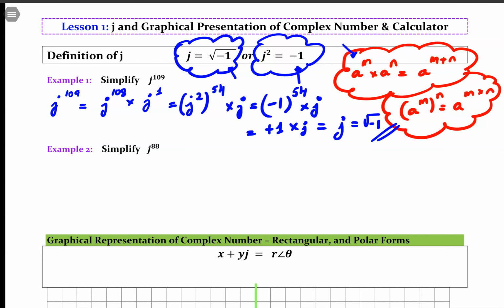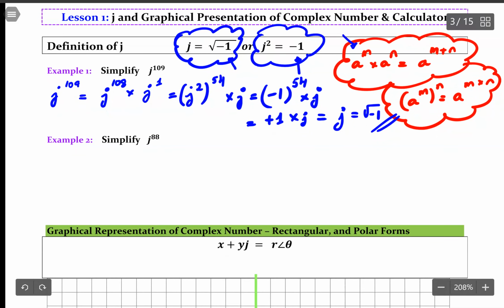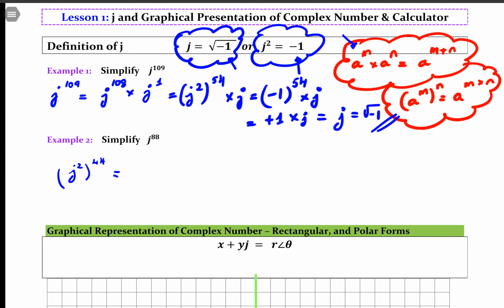Alright, so let's continue with example number 2. Here I have the even exponent. I raise j to the exponent 88. So again, using the same concept, I have to apply the definition of j. Therefore, I will write j squared, and I will raise this to the exponent 44, because I know that 44 times 2 will give me 88.